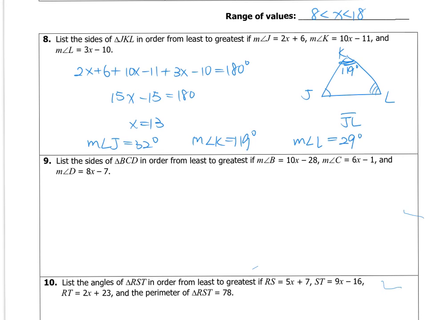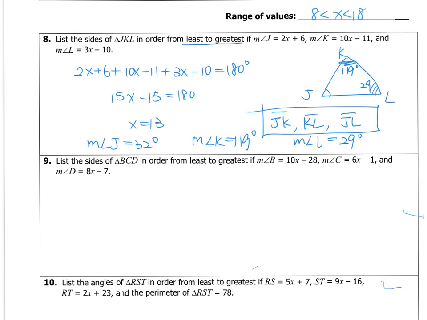My smallest angle is L. This is 29. So JK is my shortest, and I'm asked to go from least to greatest. So KL is the segment that's in between. So that's my final answer there.